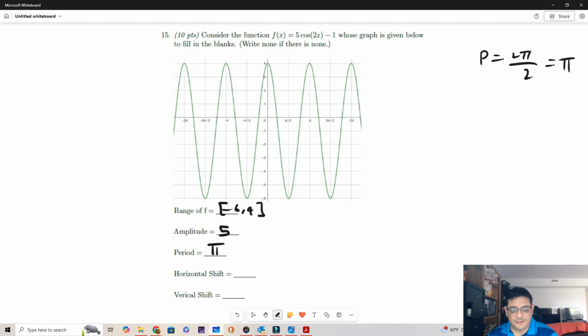The horizontal shift, we don't see a horizontal shift in here, and it's not something that I can check in here, so it's going to be none. And the vertical shift, of course, is 1 down, so minus 1 or 1 down. And that is pretty much question 15.